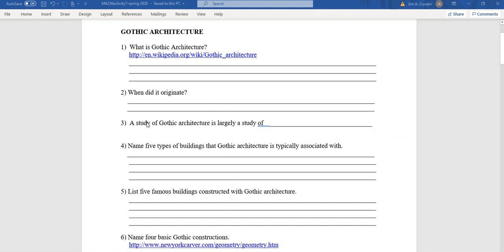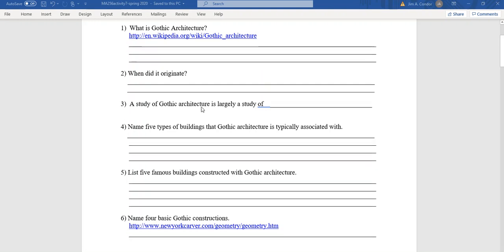Number three here: a study of Gothic architecture is largely a study of geometry. The designs are all made from geometric constructions, and you can do that with just a compass and dividers. Remember, this was back in the 11th, 12th century, so they didn't have computers or calculators or drawing tablets or anything like that. It was done very simply with compass and dividers.